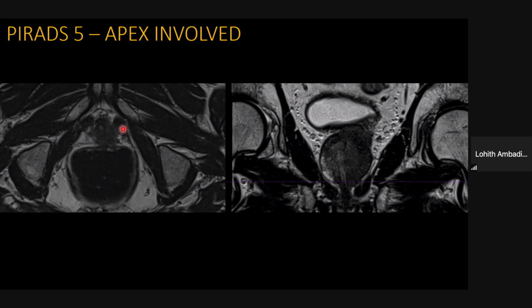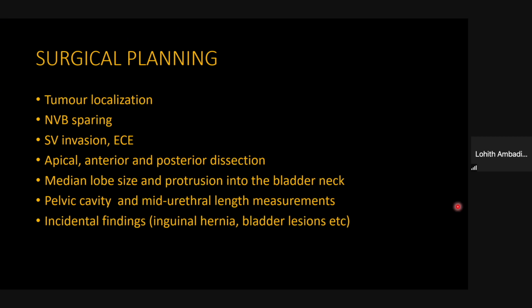This is a lesion at the prostate apex, and the fat planes between the neighboring structures are all lost, so we have to be careful. And so apex is one of the important areas for the surgeon to know and to provide adequate margins for dissection.